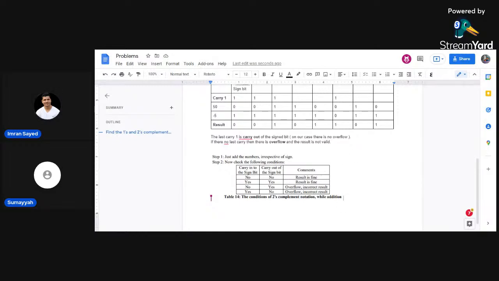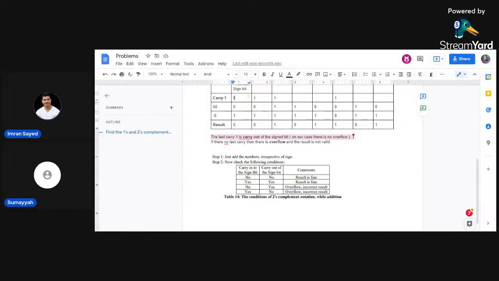Can you give me an example of carry in to sign bit? In our case it was carry out. What is carry in? It's what gets carried into the sign bit column. Okay, so we do have the carry in here. In our case, the condition is this one: yes and yes, carry out.